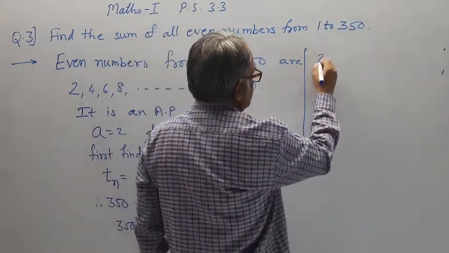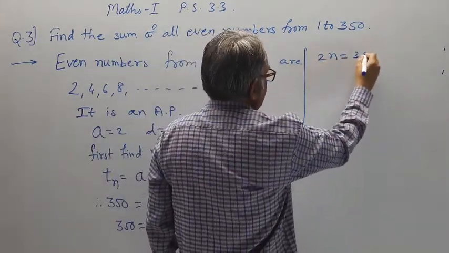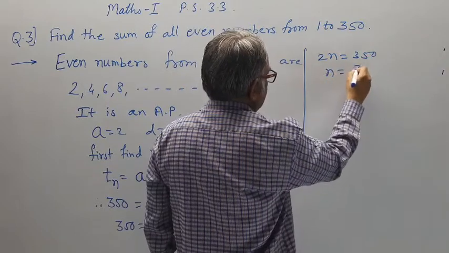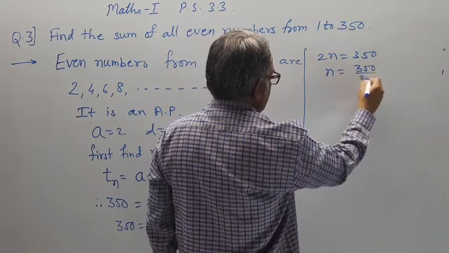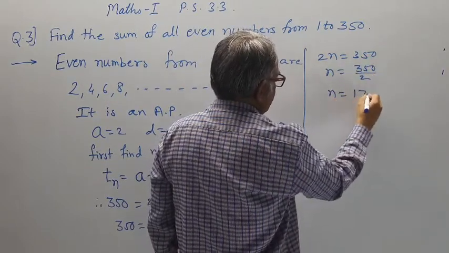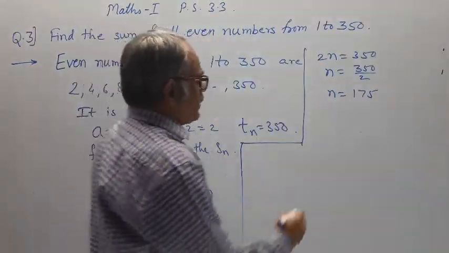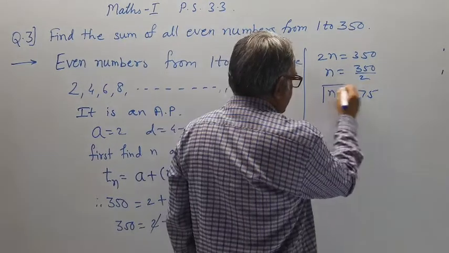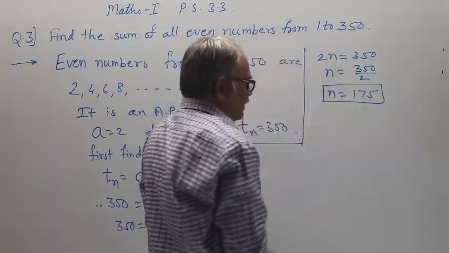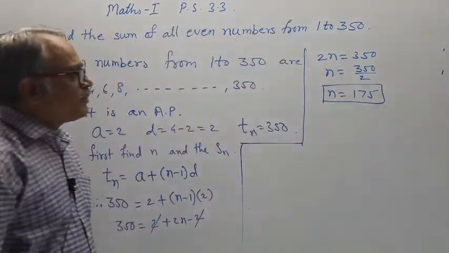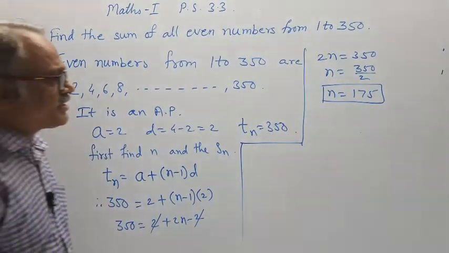2n is equal to 350. Therefore, n is equal to 350 upon 2. n is equal to 175. Now, after getting that 175 terms are there, it is not the final answer, it is not what is asked. We have to find S175.